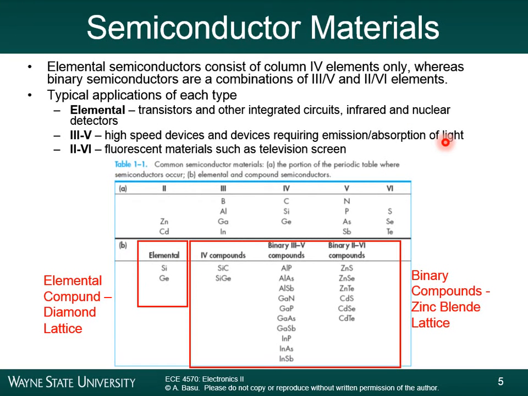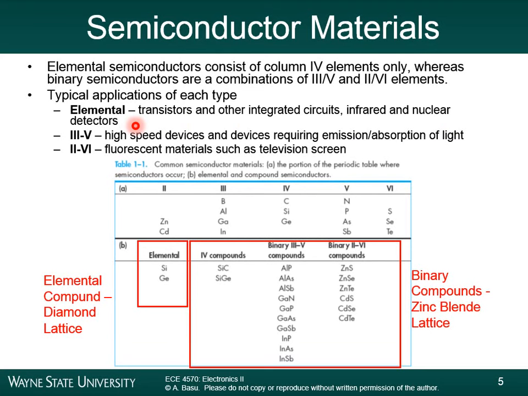So the elemental semiconductors, like silicon, carbon, germanium, column 4 elements, form bonds with similar types of atoms. And this is the most common type of semiconductor used. One of the reasons for this is because silicon is a very abundant element on Earth, and also we've built up all the manufacturing infrastructure for making things with silicon.